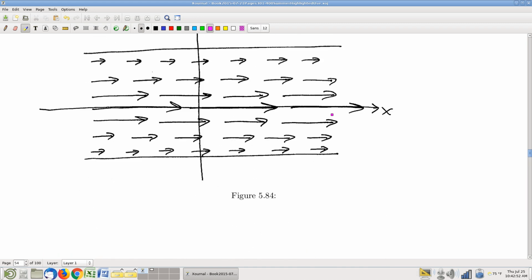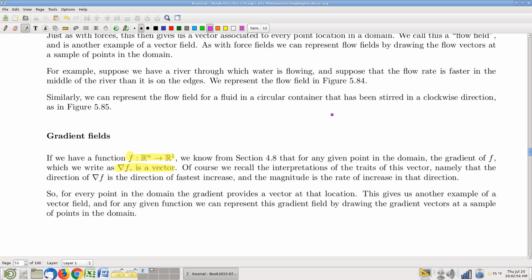Okay, so there is a special kind of vector field I want to point out, and this is just a passing comment, but suppose you have a real valued function. Now think back to chapter 4. So a real valued function, a function with real number outputs, but a function of several variables, so multiple input variables. So the domain is Rn.